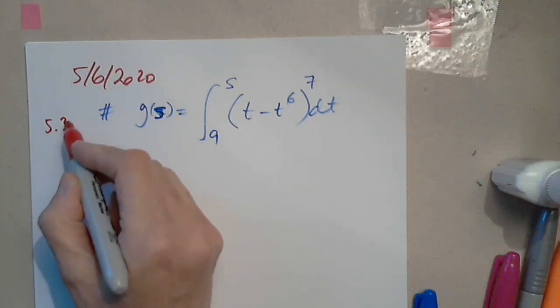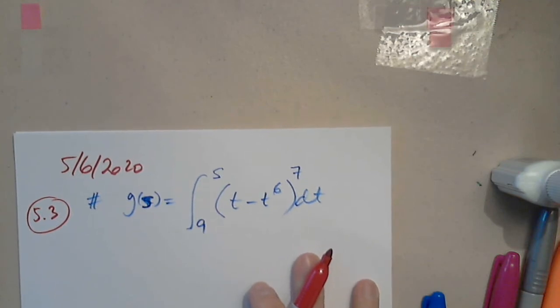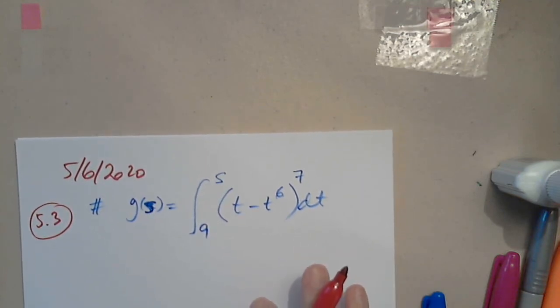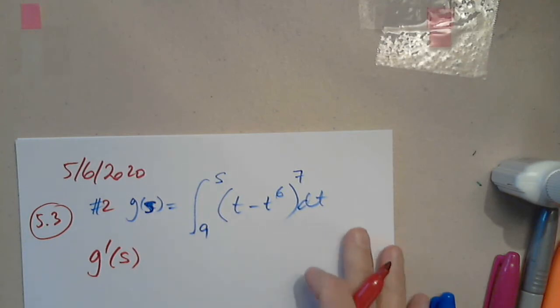So this is from 5.3. Which problem was that, Sean? It was 5.3, question 2. Okay, perfect. So we can only be asked to find g prime of s.